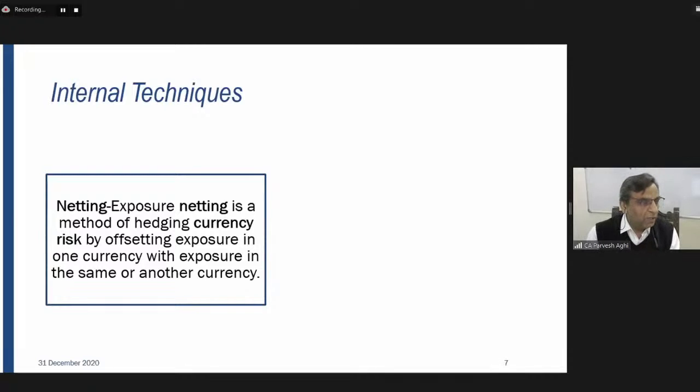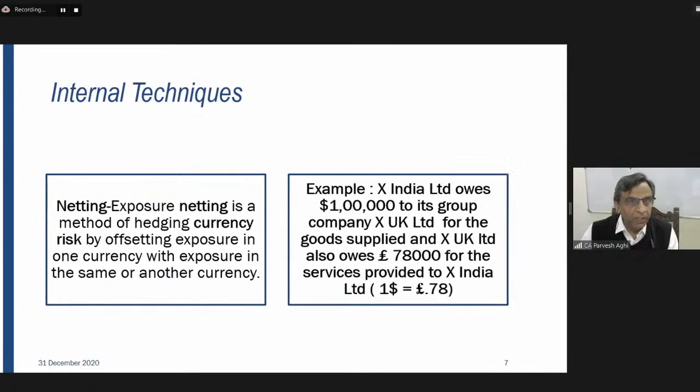So now let's take the same example, same thing in netting when the currencies change. X India Limited owes 1 lakh US dollars to its group company X UK Limited for the goods supplied, and X UK Limited also owes 78,000 pounds for the services provided to X India Limited. So these are mitigating payments and receivables. And suppose it happens that $1 is equal to 0.78 pounds, then it will get fully netted off. But this is dollar versus pounds. The first example was dollar versus dollar.